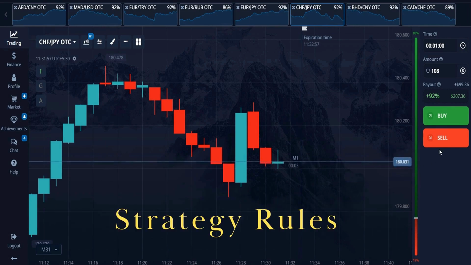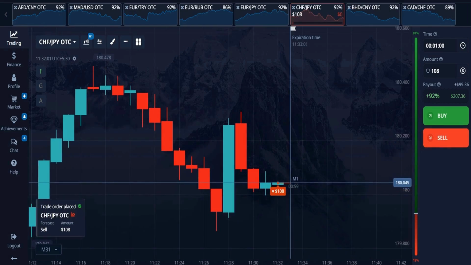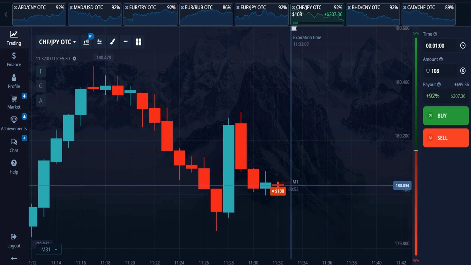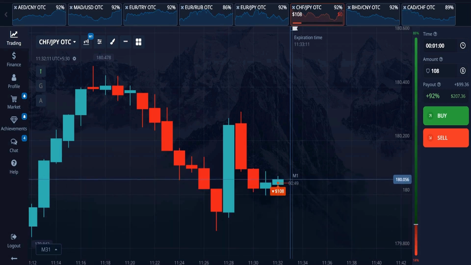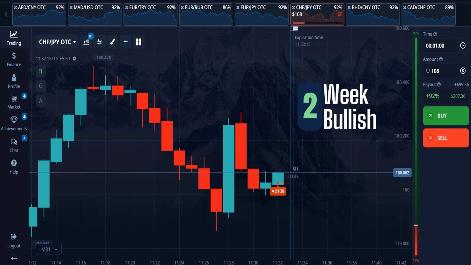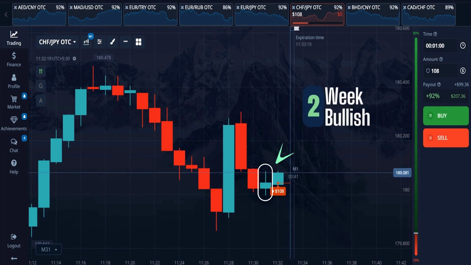Now, let's jump straight into the strategy. This strategy focuses on analyzing the first two candles, and based on their behavior, we decide whether to trade on the third candle. Here's how it works. Scenario 1: trend continuation sell trade. If the first candle is a strong bearish, red candle, and the second candle is a weak bullish, green candle, it sets up the trade.